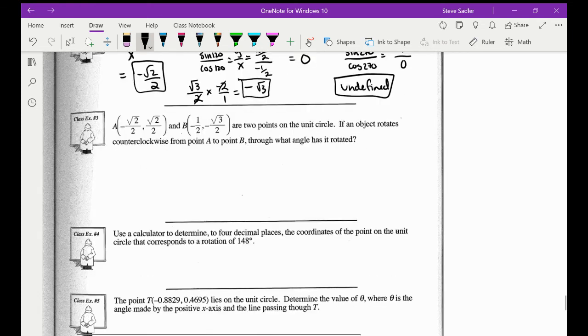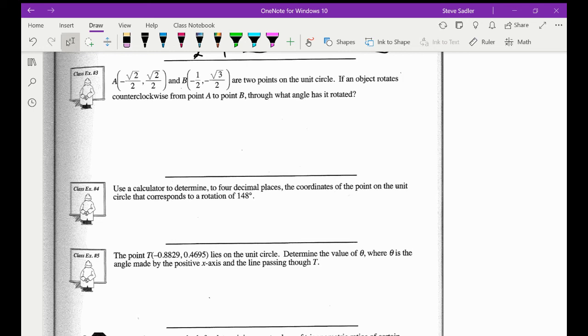Okay, I just have a few more examples. All right, we have point A and point B, which are 2 points on the unit circle. If an object rotates counterclockwise from point A to point B, through what angle has it rotated?